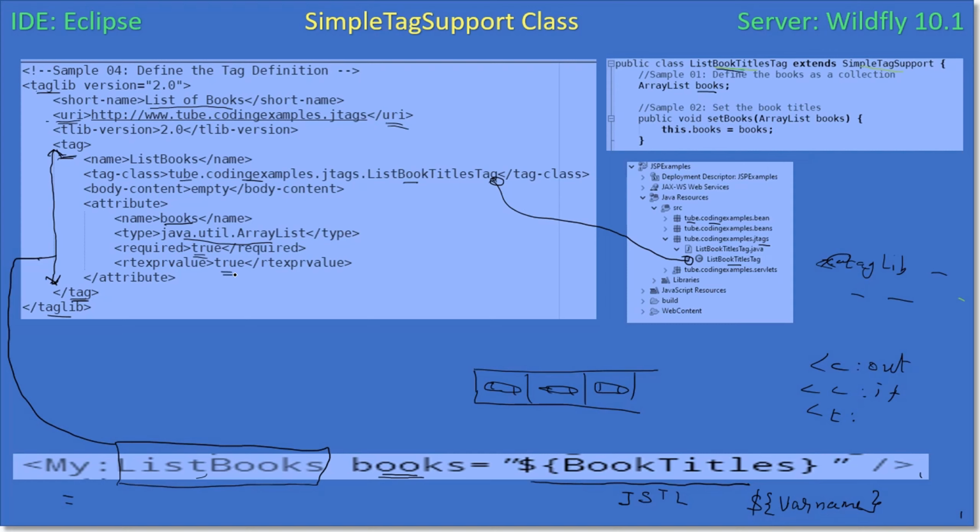It's mandatory. That's what we specified as true. Then rtexprvalue, that means we can use this books attribute with expressions. JSTL expressions we already talked about, right? We can use that with the expressions. All right, now this tag contains attributes. Here we have only one attribute. If we have multiple attributes, then this tag will have one or more attribute sections.